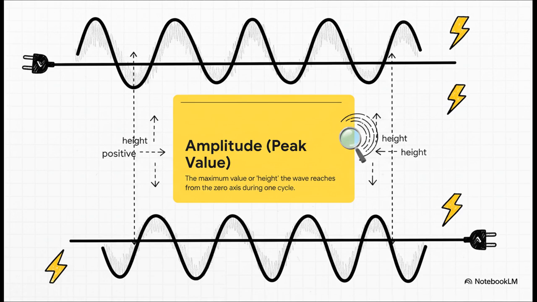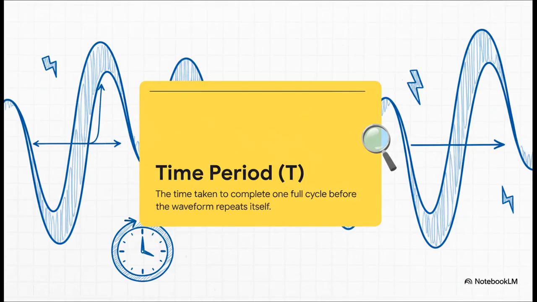So, how do we measure this thing? Well, the first property is amplitude. The easiest way to think about it is just the height of the wave. It shows us the maximum voltage or current that the circuit hits in either the positive or the negative direction. The higher the amplitude, the higher the peak power. Simple as that.